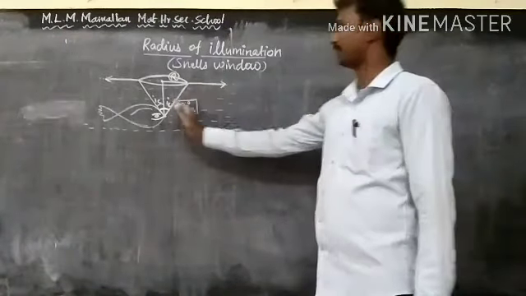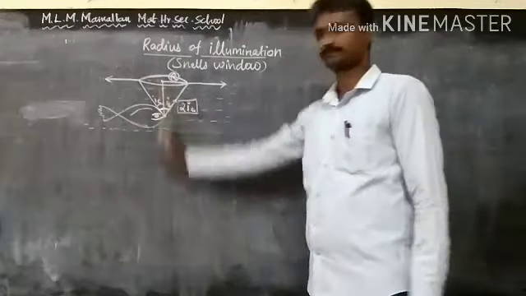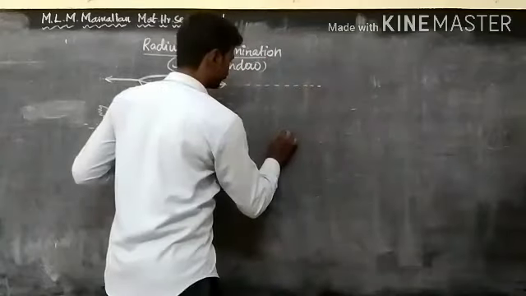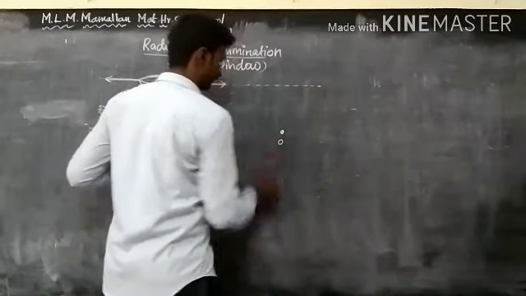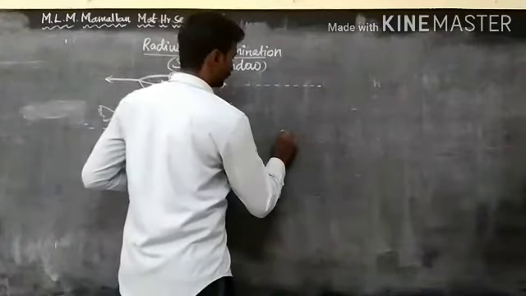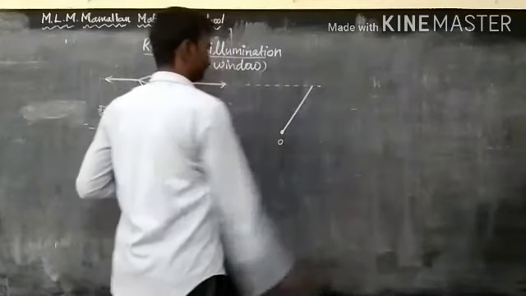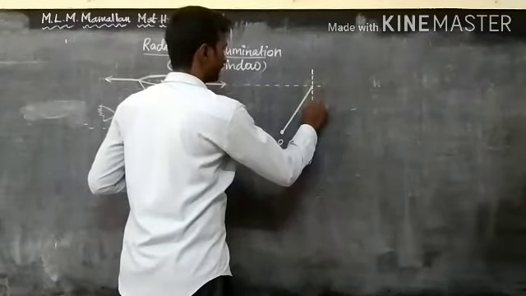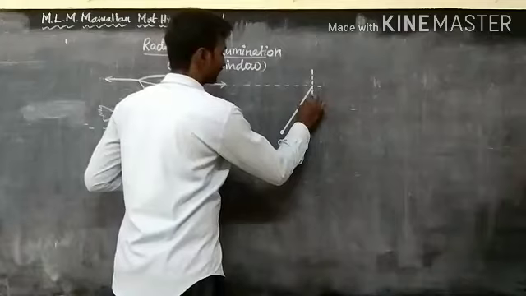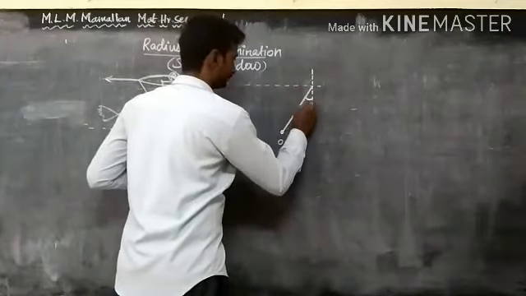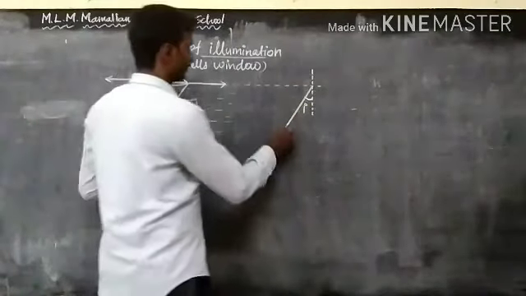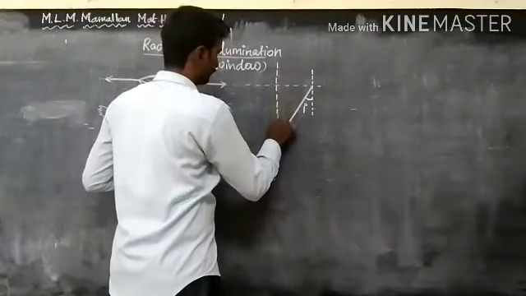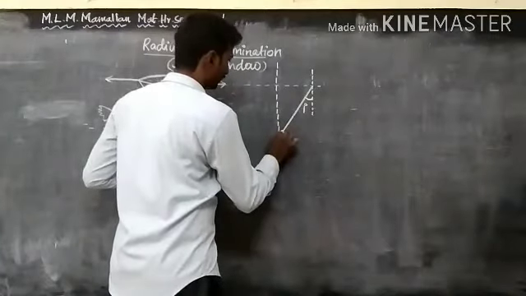Now I am going to read out the diagram, only half of this portion. For the particular angle of incidence, this is the position of the object. This is a normal to the point of incidence. So the angle of incidence is I, and another normal is drawn at the point of the object.